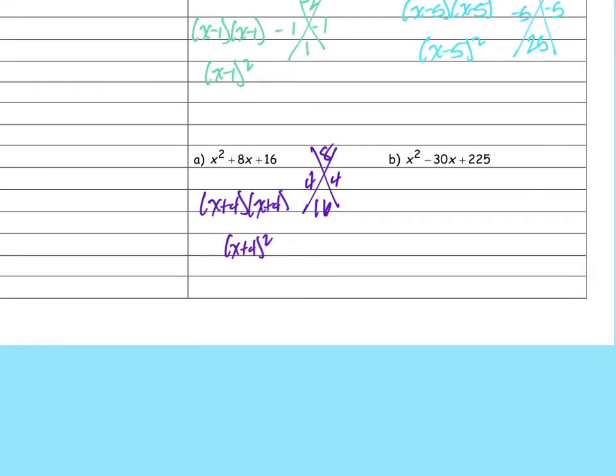Delta Math might care on the assignment, so you might want to be careful and check and see how they want their answers put in, but I don't care. So, multiply to 225 and add to be negative 30. I think that's going to be negative 15 and negative 15. So x minus 15 times x minus 15, or x minus 15 squared.